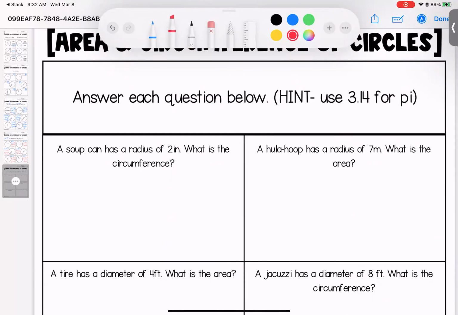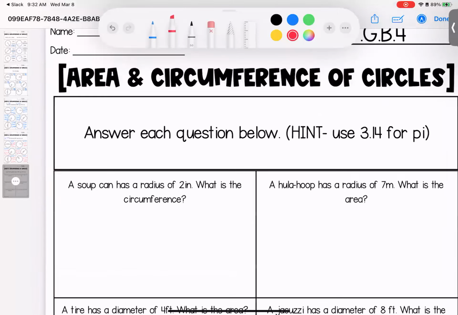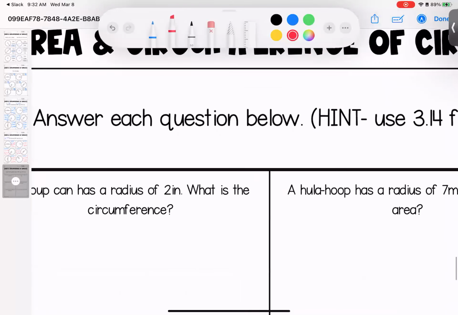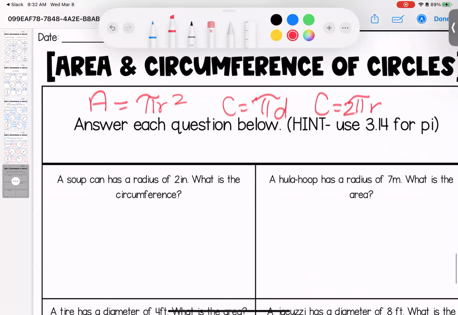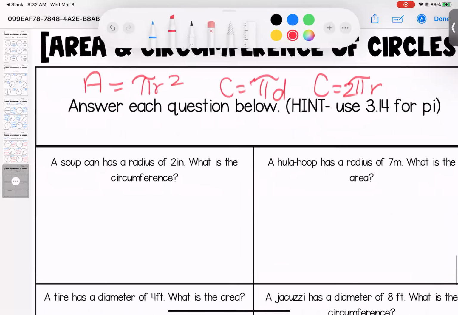All right, a soup can has a radius of 2 inches. What is the circumference? Between these, we're looking at area and circumference. So as a reminder, if you didn't have your printable or you didn't write these down, because remember, I'm making you helpful note pages with these beautiful formulas on them. All right, so make sure you're choosing the right formula before you move forward.